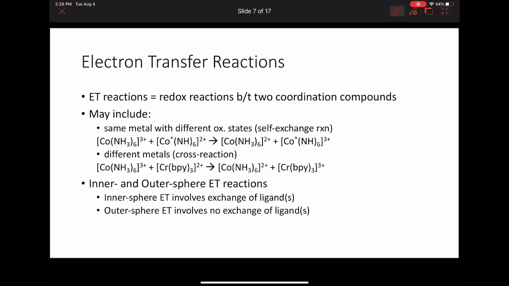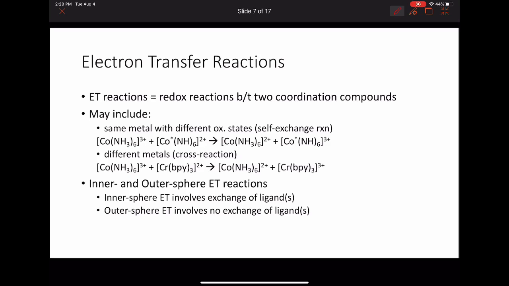The next type of reactions we're going to talk about then are electron transfer reactions. We'll refer to these as ET reactions. ET reactions are necessarily redox reactions between two coordination compounds. These may occur between the same metal with different oxidation states, so this is referred to as a self-exchange reaction, or this may occur with different metals, which is referred to as a cross reaction.